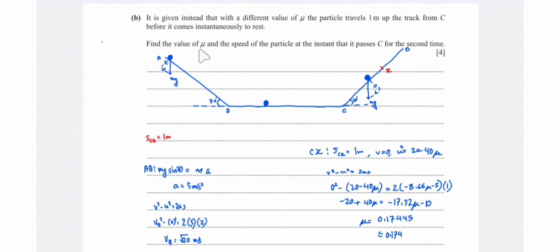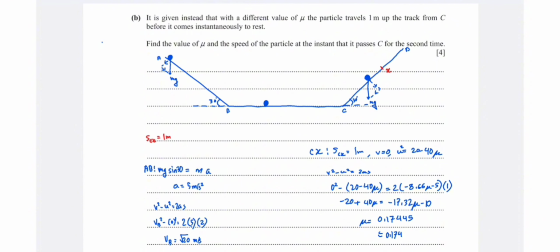So what does this mean? We need to find the value of mu and the speed of the particle when it passes C for the second time. That means after reaching this point, it comes instantaneously to rest, and after that it again moves downward to C. We need to find the speed of the particle when it is again at point C.